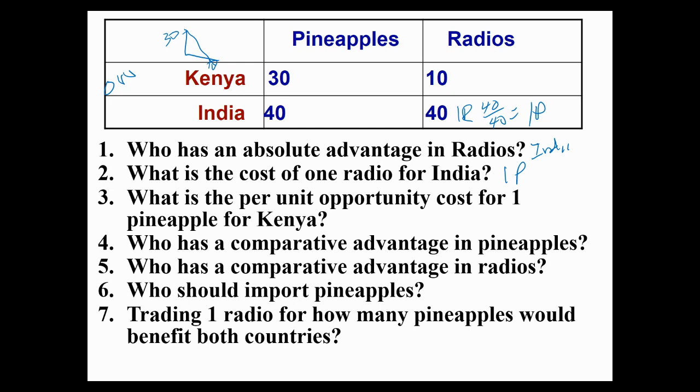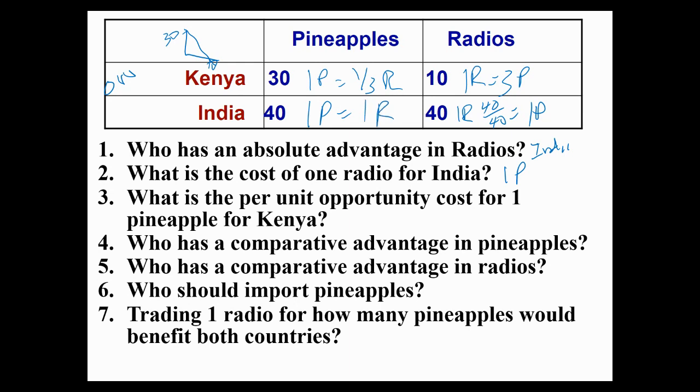Well, to find the opportunity cost of one pineapple in Kenya, this is output over other output. So for one pineapple, that would be 1/3, so 10 over 30, which is one third radios. Then over here, for one radio, it would be 3 pineapples, and for the other country, one pineapple is equal to one radio.